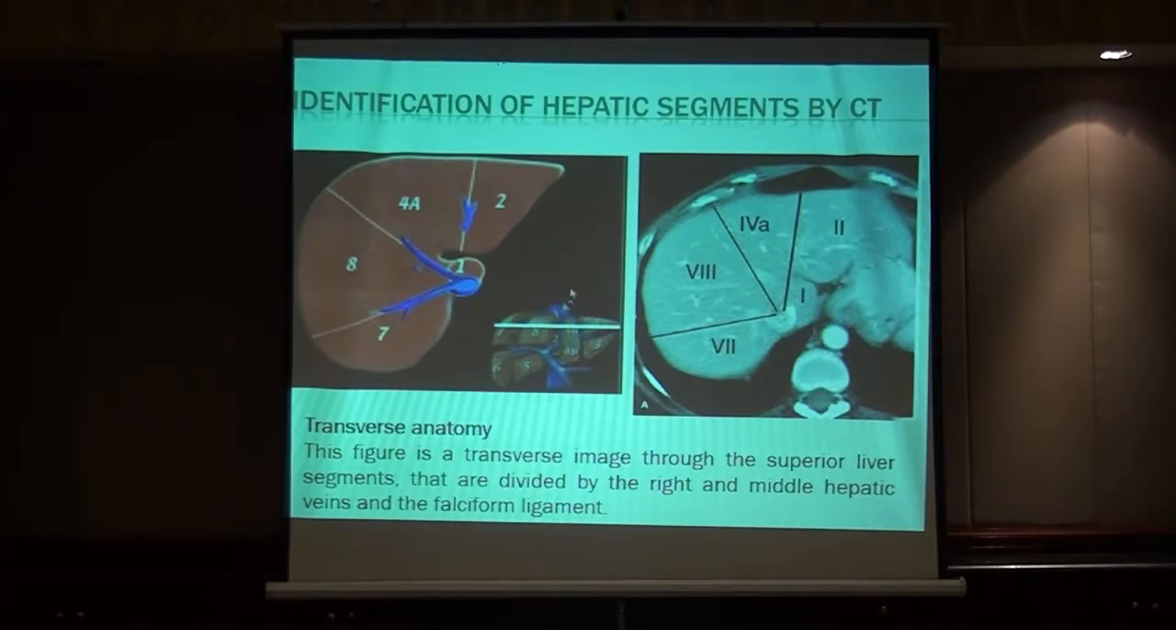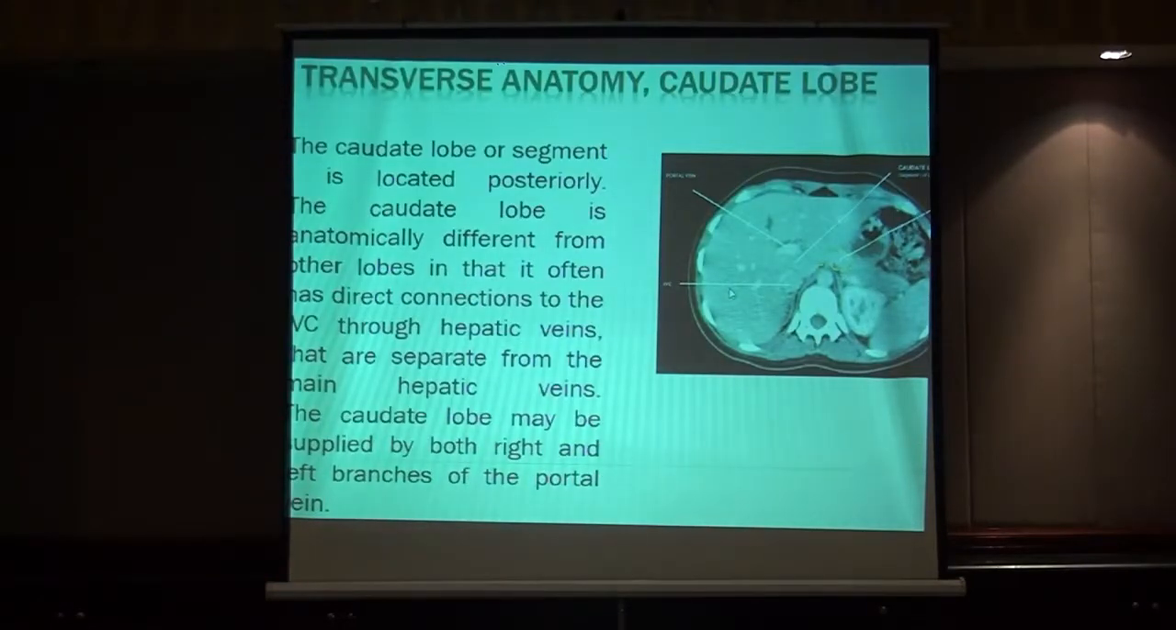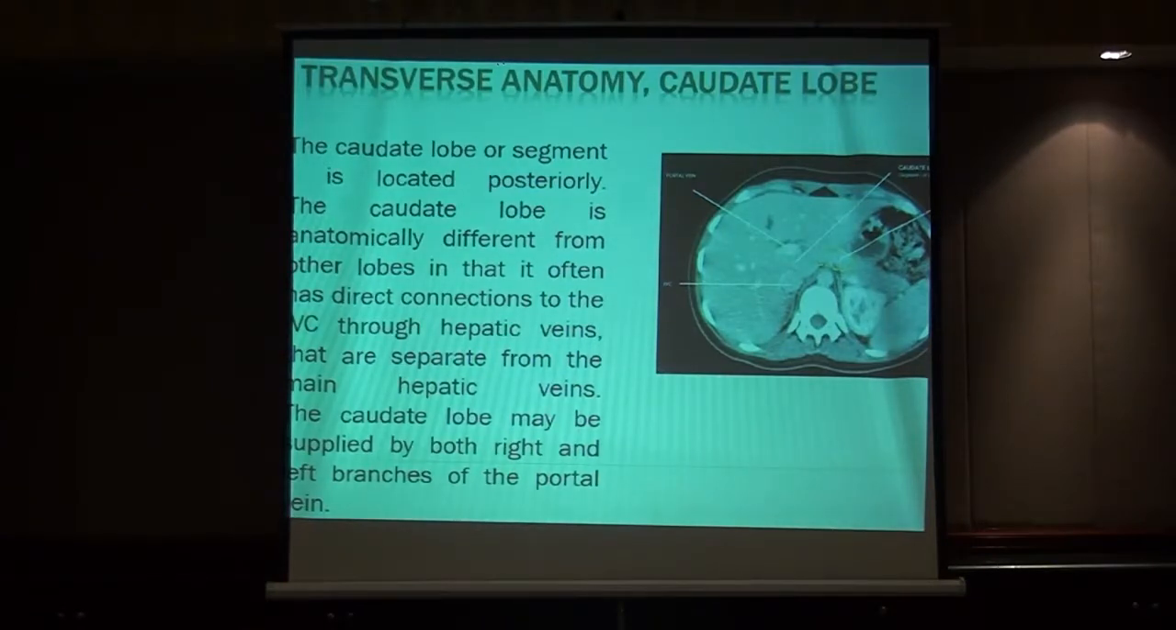At the superior level, where the inferior vena cava is adherent to the liver, the hepatic veins divide the liver into segments 2, 4A, 8, and 7. While at a lower level, where the splenic vein appears, the liver is divided into segments 3, 4B, 5, and 6. The caudate lobe or segment 1 is located posteriorly.